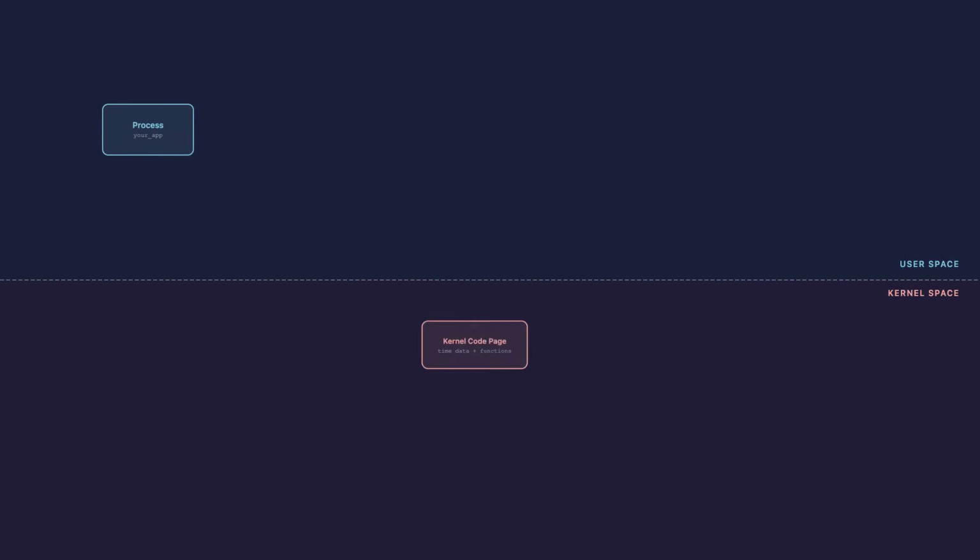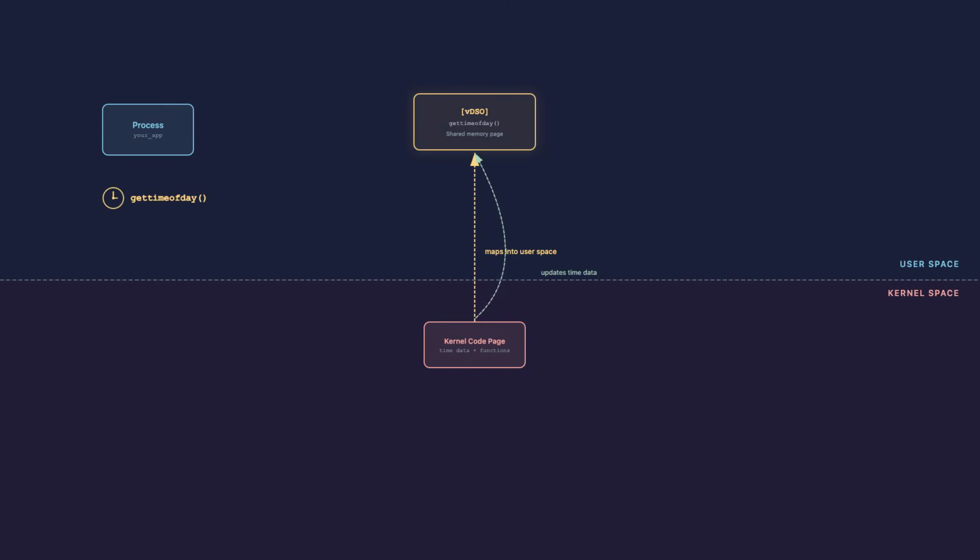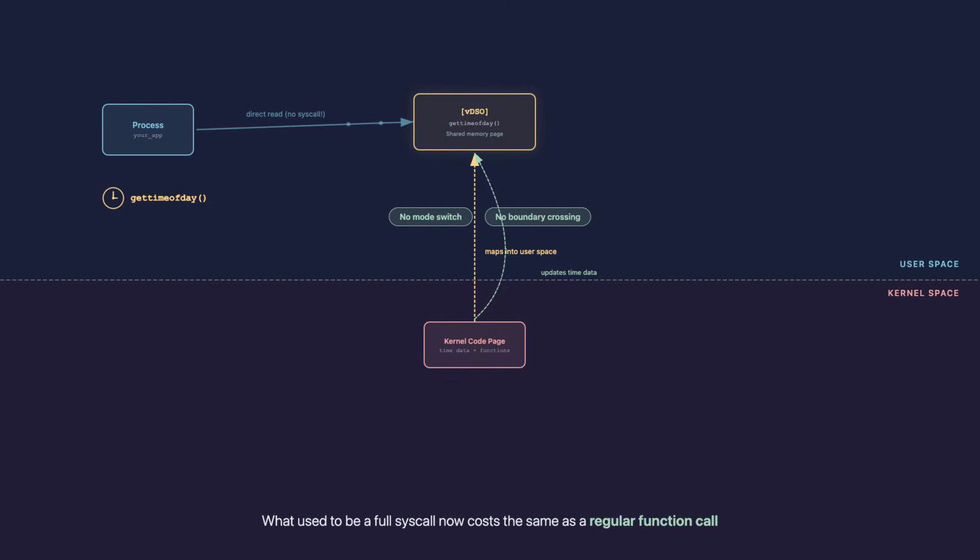The fastest system call is the one you never make, and modern kernels have some brilliant tricks to avoid them. The first is vDSO, the Virtual Dynamic Shared Object. The kernel maps a tiny piece of code directly into every process's address space. For frequently called operations like getting the current time, the kernel updates a shared memory page, and your process reads it directly, no mode switch, no boundary crossing. What used to be a full syscall now costs the same as a regular function call.